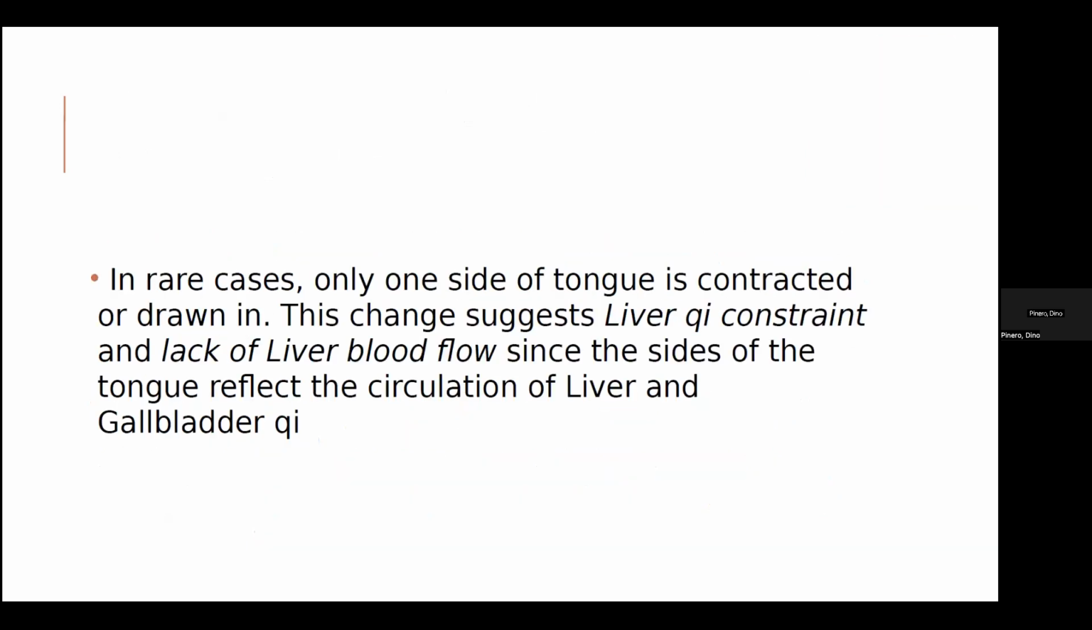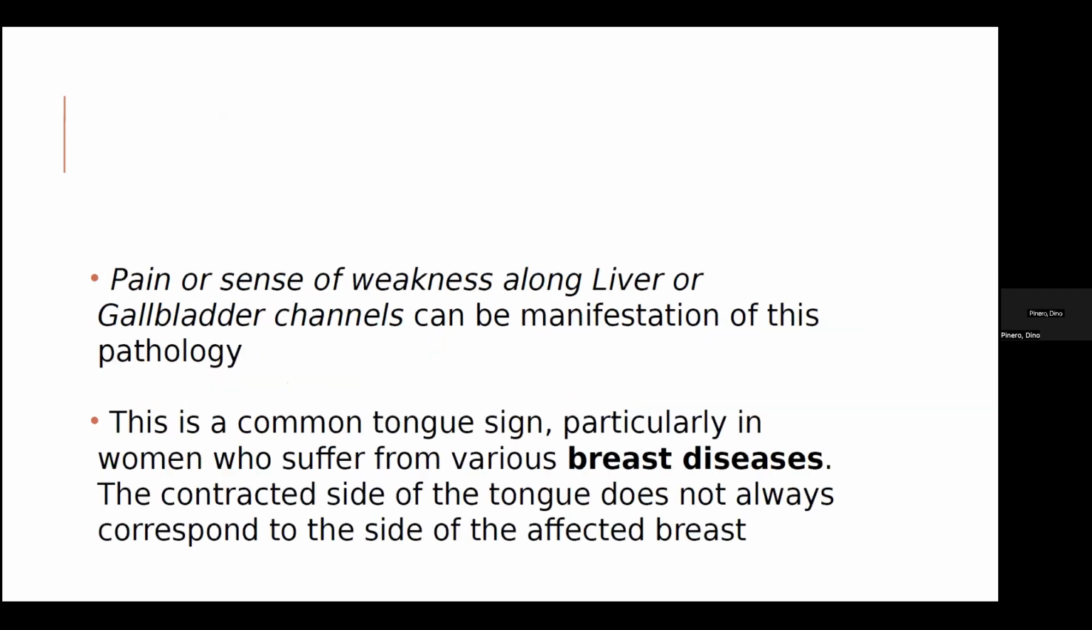In rare cases, only one side of tongue is contracted. So pwede rin one side lang yung nag-contract or draw in. This change suggests liver qi constraint and lack of liver blood flow since the sides of the tongue reflect the circulation of liver and gallbladder qi. Pain or sense of weakness along liver or gallbladder channel can be manifestation of this pathology. So sa liver and gallbladder yung pathology.